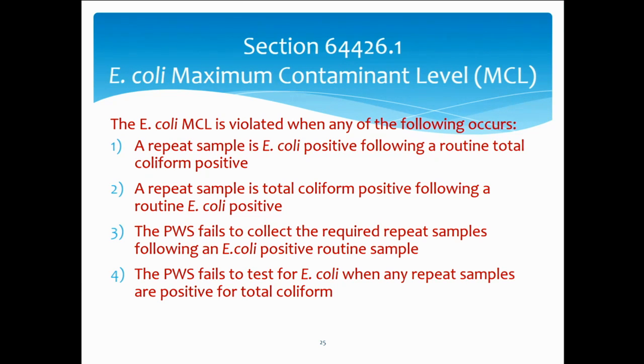No, the second bullet takes care of that. Essentially, a repeat sample is total coliform positive following a routine E. coli positive. So if the routine was E. coli positive, it's also total coliform positive. So that's that condition. So if you have a total coliform and E. coli positive routine sample, you have to have a total coliform repeat positive for it to be an MCL violation.